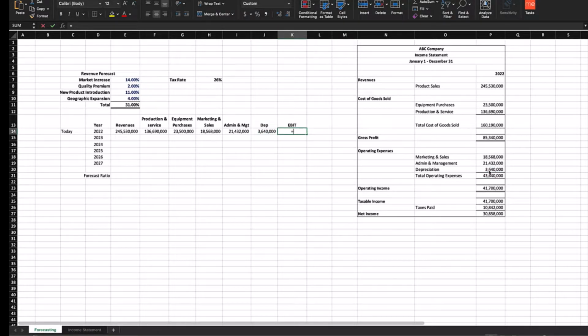So to calculate EBIT, we are just going to take revenue minus all the expenses for that period. And this will equal... So you can see that it's revenues minus all these expenses equals your EBIT.